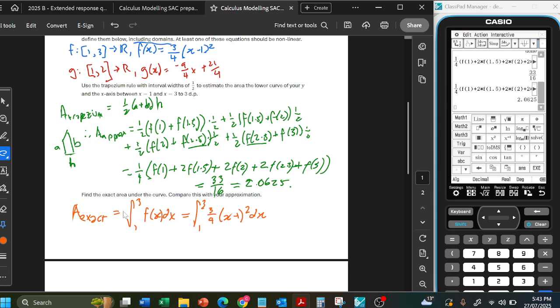And we have this 3 over 4 factor in here. We can just take that outside of the integral like so. So 3 over 4 comes out. The integral becomes from 1 to 3 of (x minus 1) squared dx.